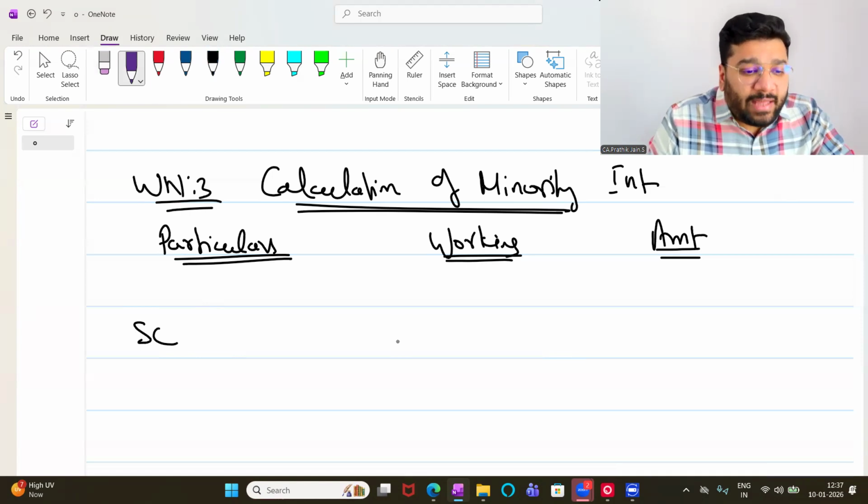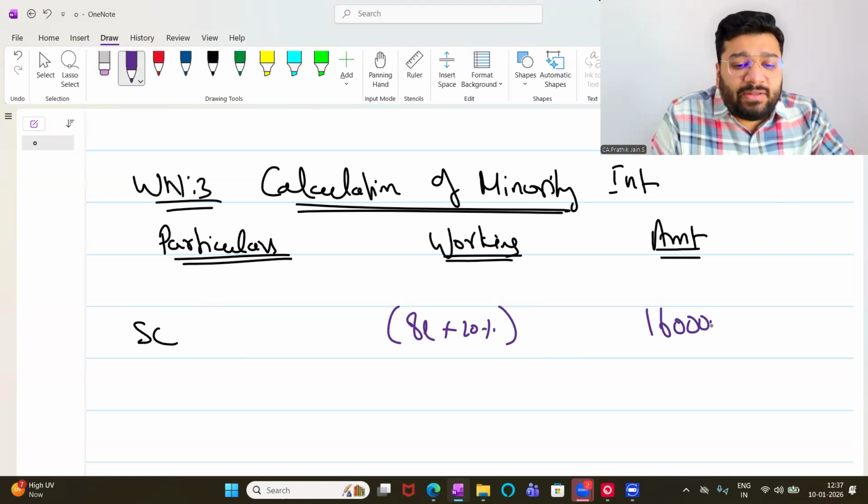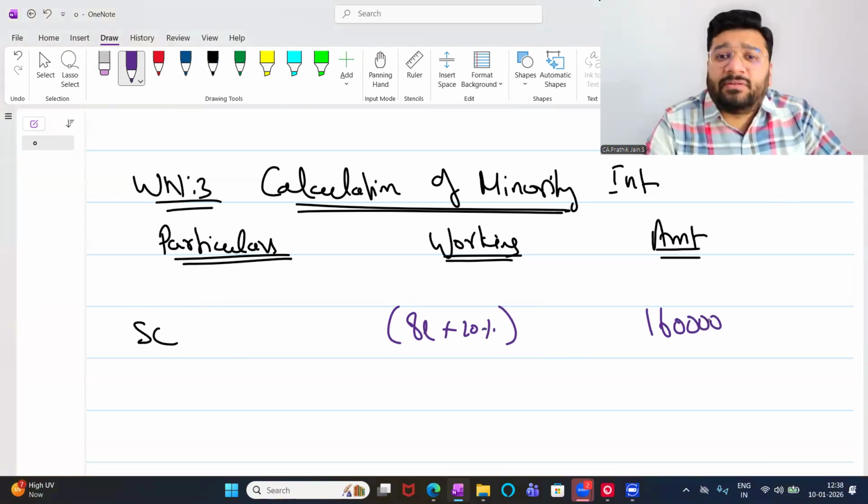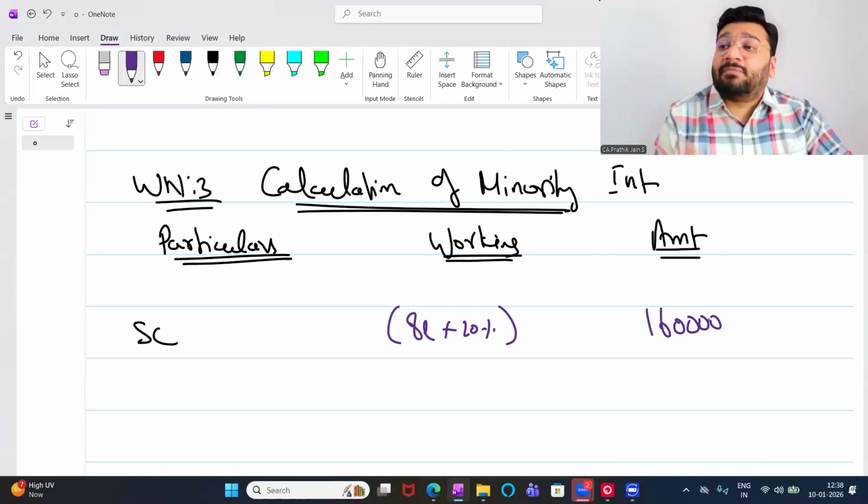8 lakh is the total share capital, and 20% of that is 1,60,000, which I have to repay back. If I close the business today and just pay the share capital, will they be fine with it? No, they'll ask for profit. Two profits: one is pre, one is post.